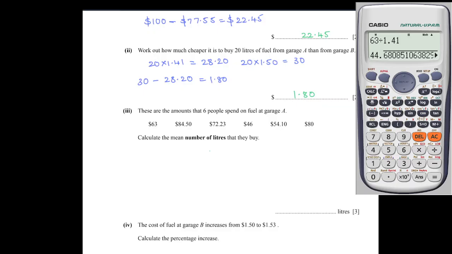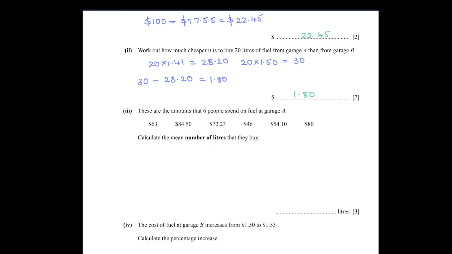Oh no, I'm sorry. We need to find out the amounts that 6 people spent on fuel at garage A, and then the number of liters that they buy. Calculate the mean number of liters that they buy. Instead of finding it for each person, let us first add all the amounts and then divide by 1.41. I think that will be a little bit easier.